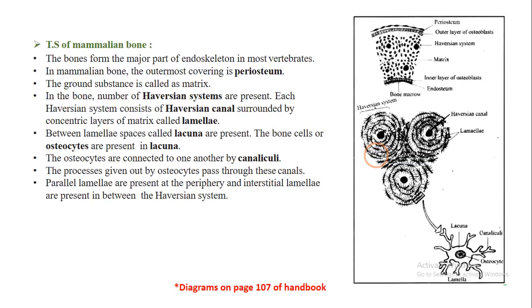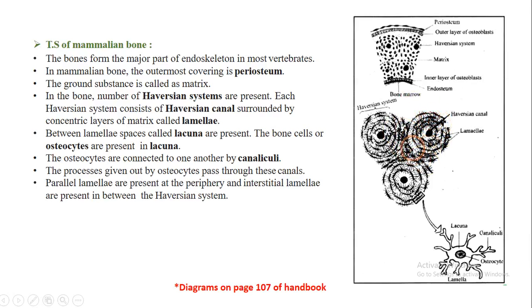So the bones form the major part of the endoskeleton in most of the vertebrates, as we know. And if we take the transverse section, the outermost covering is called the periosteum. The periosteum is the outermost covering which is present over here, and the ground substance is called the matrix. Now in the bone or in the matrix, there are a number of Haversian systems. So if you see these circles which are present, each one of them is called the Haversian system.